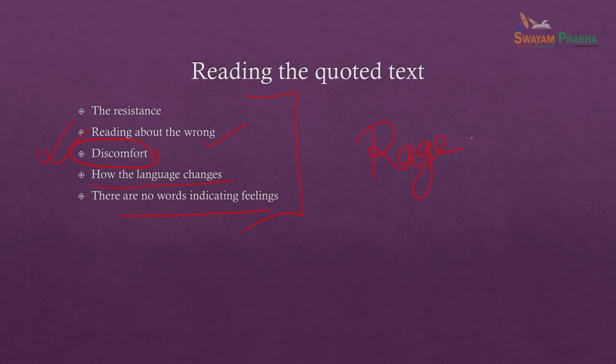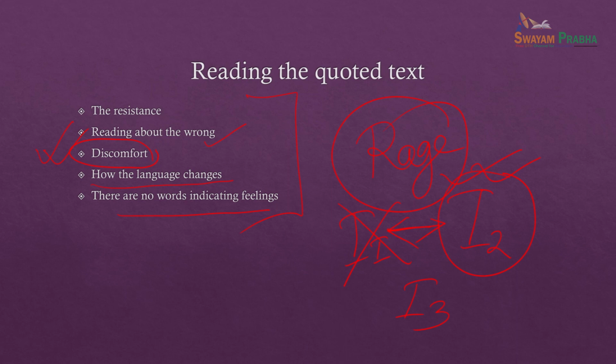Rage. Why? Because there is idea 1 and idea 1 is not good. So there should be idea 2. This idea 2 is the rage, and when these two ideas confront each other, then we have a third idea. So the only emotion that is being recorded in these scenes is rage.